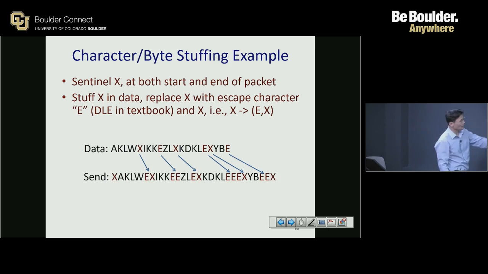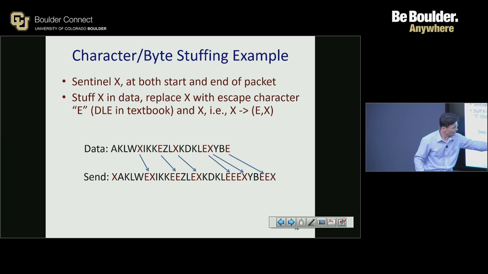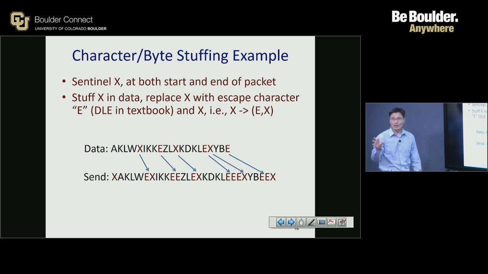So now we added this X. And whenever we have an X, we escape it, so we put E here. And here is an E, which we also need to escape, so E, E. Then E, X, and this one is E, E. The last X is the ending of the packet.